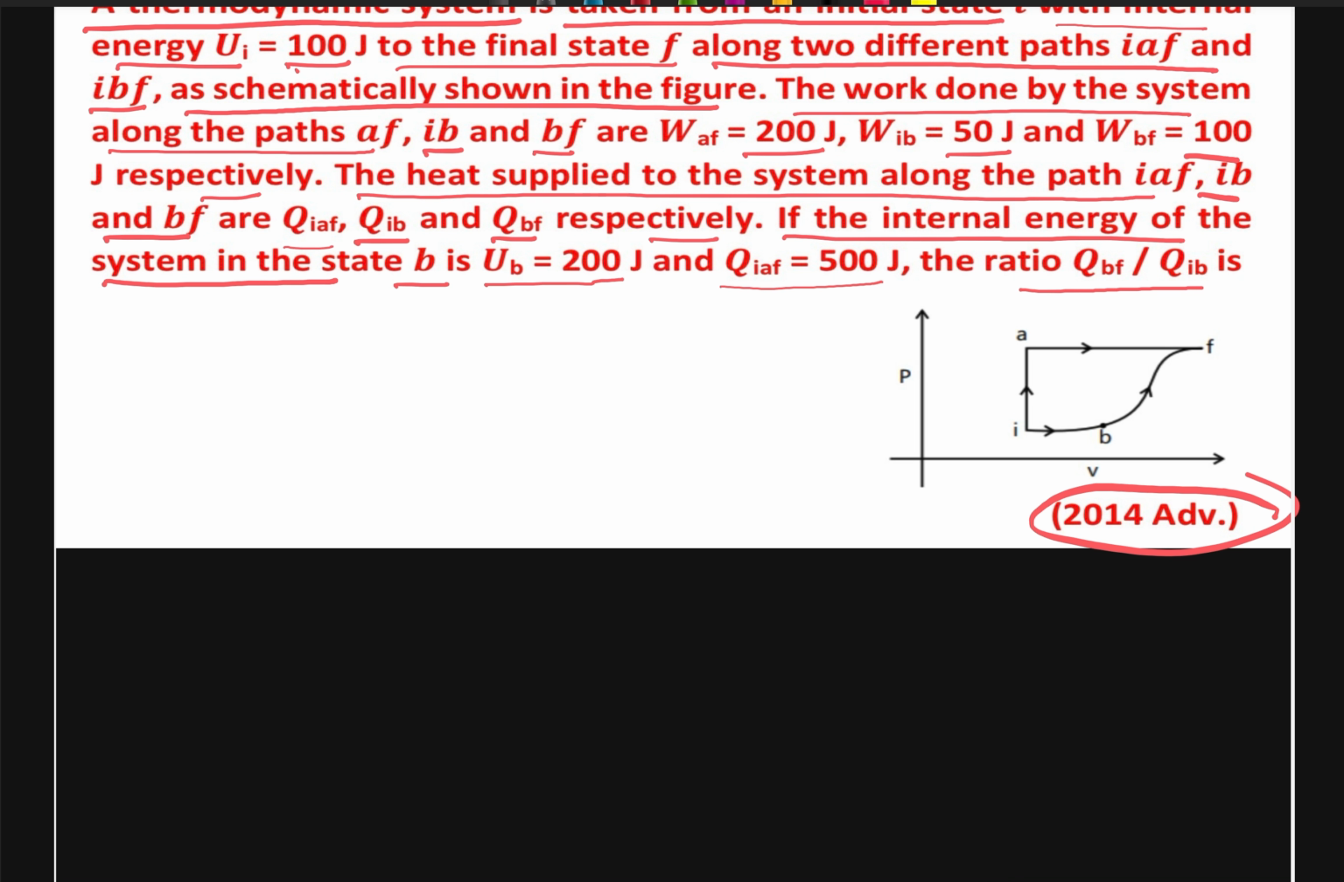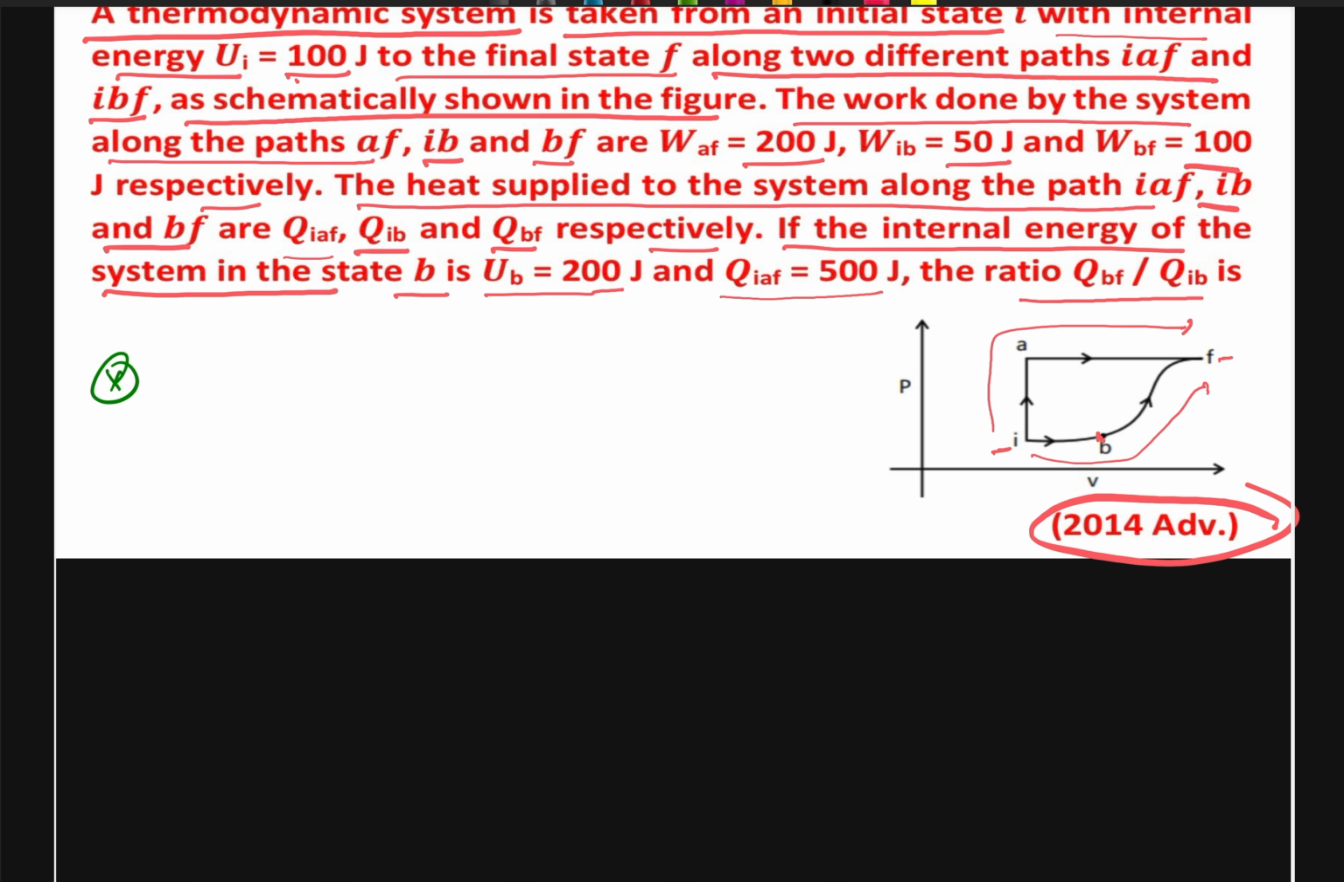So basic PV diagram is given to us. So we have initial state I, final state F, and it goes from two paths. One is through our path A and another one is from our B. And we have to find out the ratio of our energy between QBF and QIB, between these two, path IBF. So here we are going to start with our first law of thermodynamics and then solve it for individual paths.